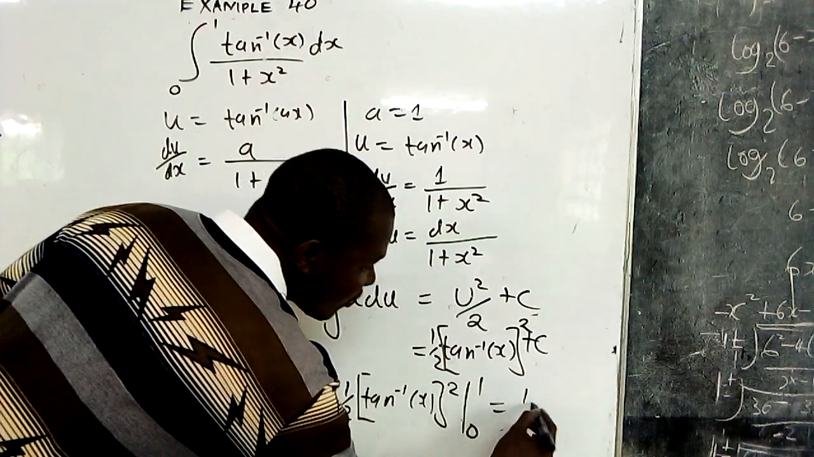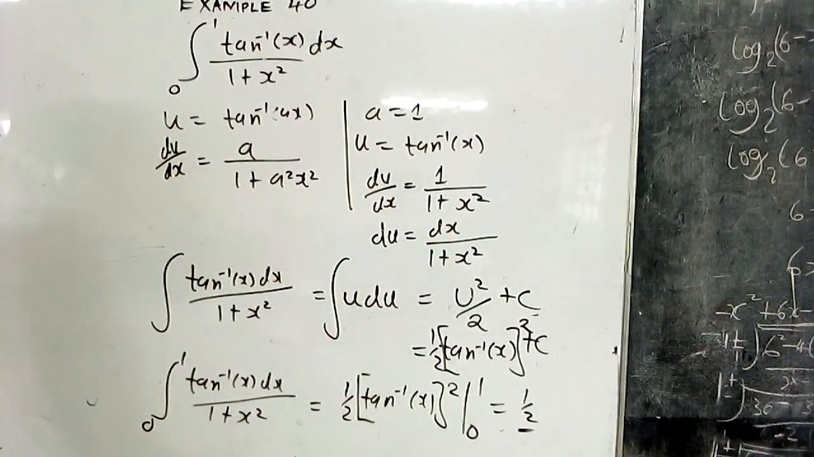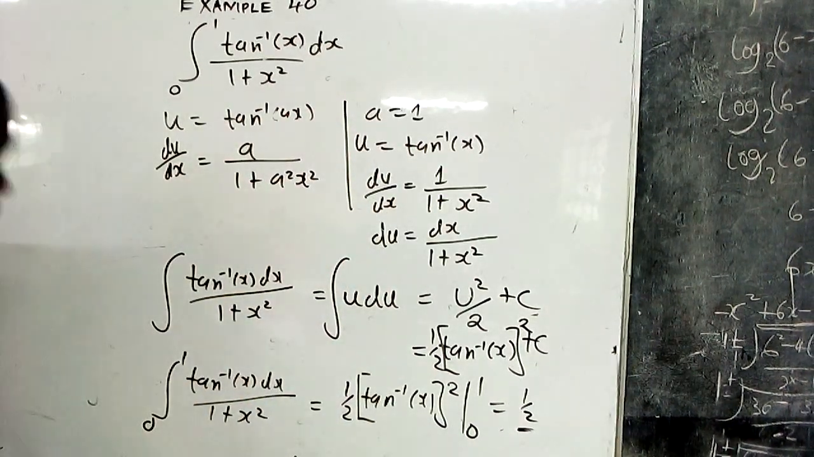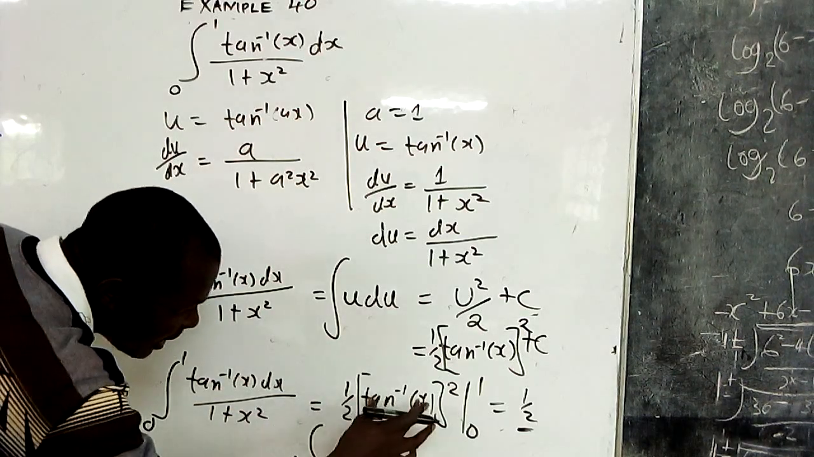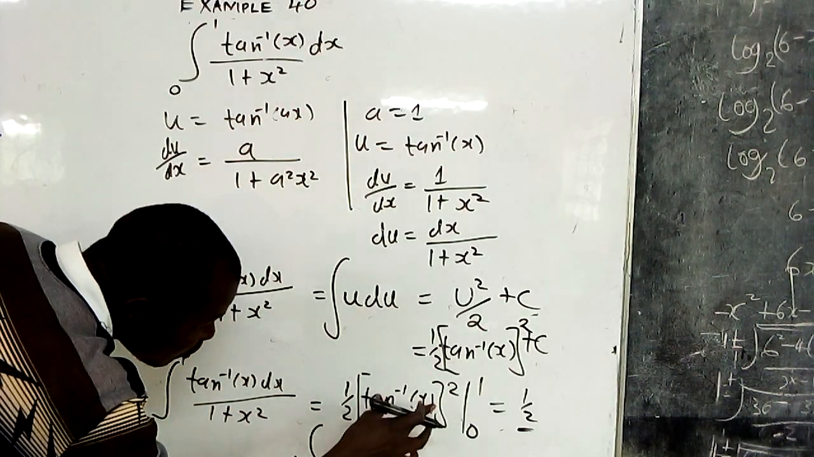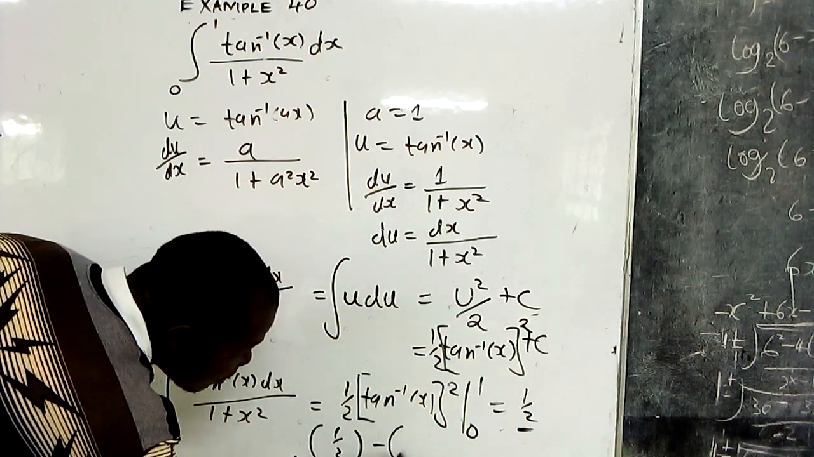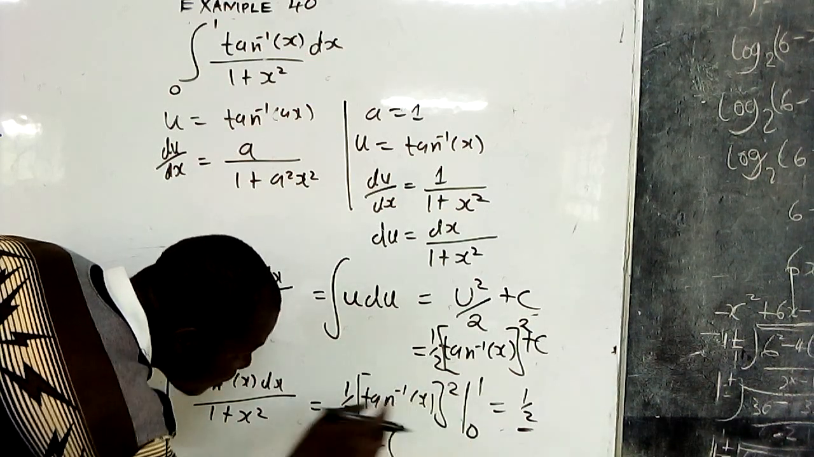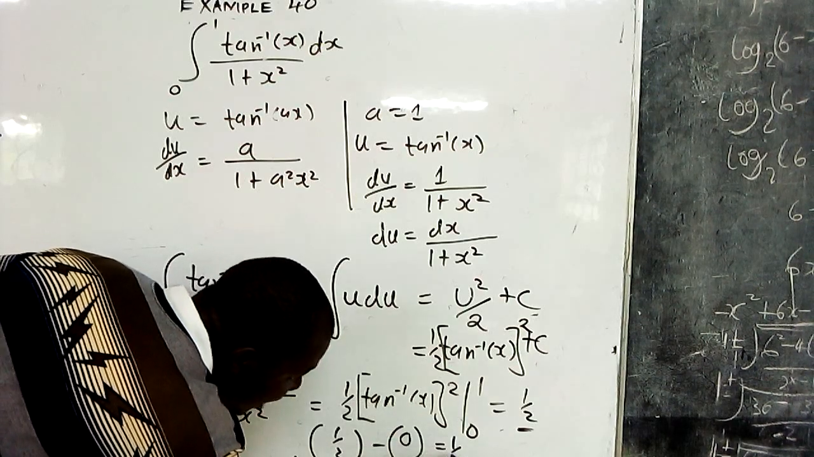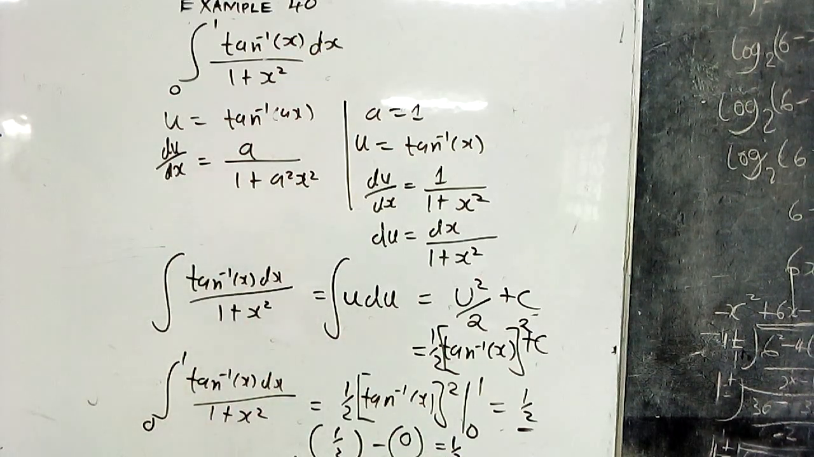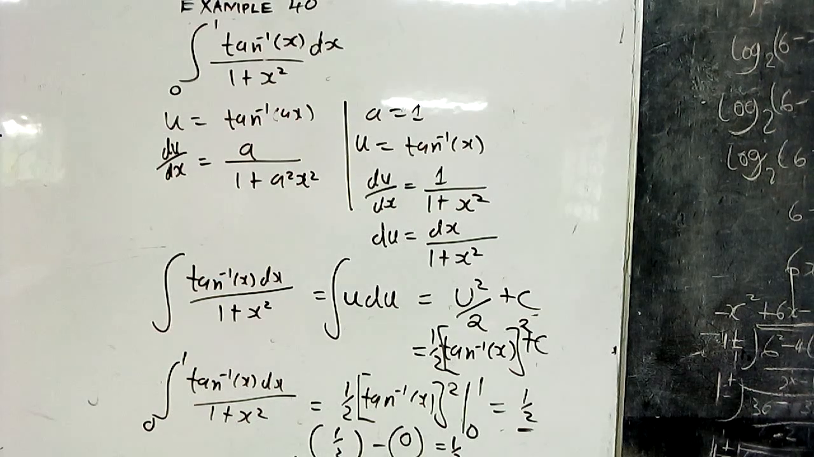So at the end you get the answer to be a half, upper limit minus lower limit. The upper limit here is a half into tan inverse of 1, which is 1. 1 squared is 1. 1 times a half is a half. Then minus the lower limit: tan inverse of 0 is 0. 0 squared is 0, and that is 0. So half minus 0, you get the final answer to be a half. Upper limit minus lower limit. Are we together? Yes. Good.